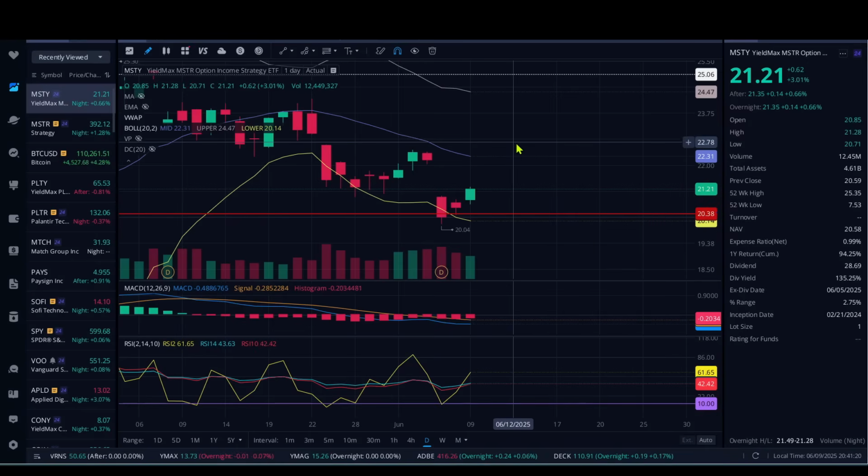But for me, I'm looking for that candle to be on the bottom side of that Bollinger Band area and that RSI 2 to be below 10. So let's just see where it's at.